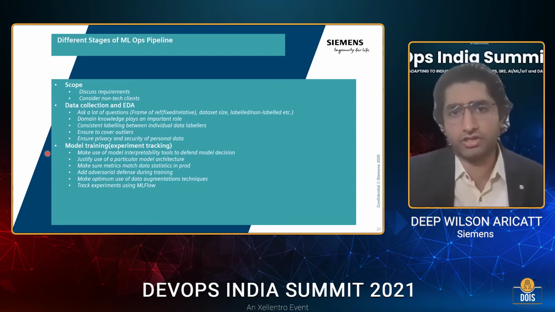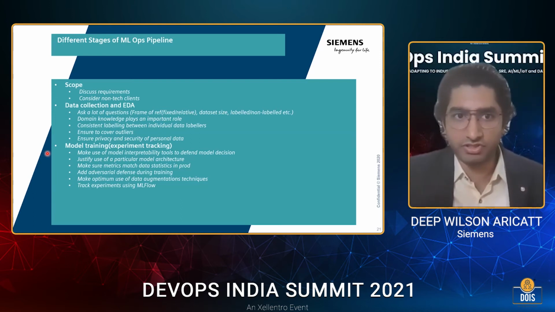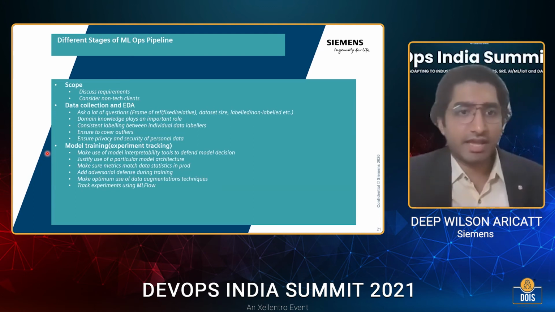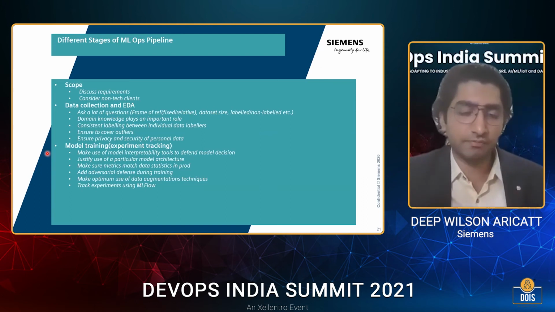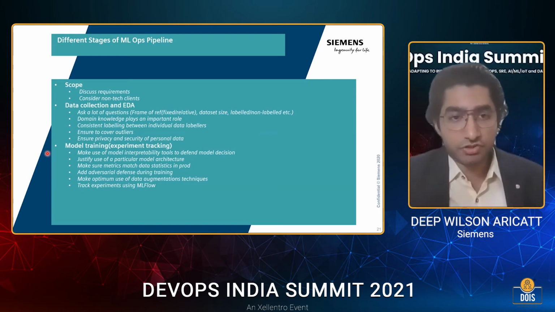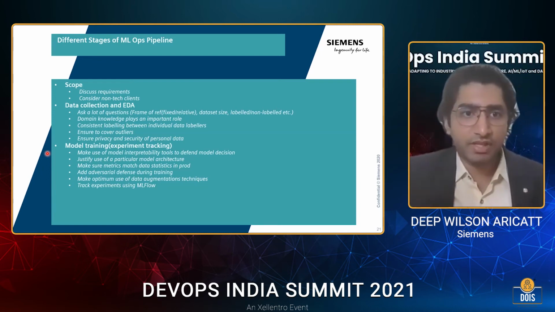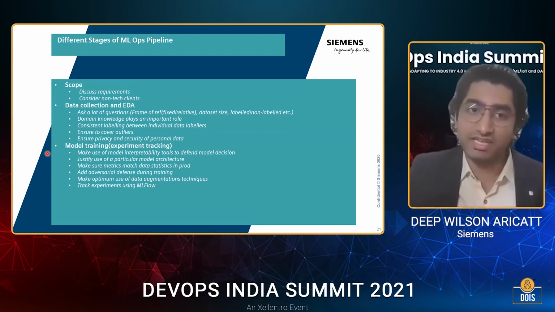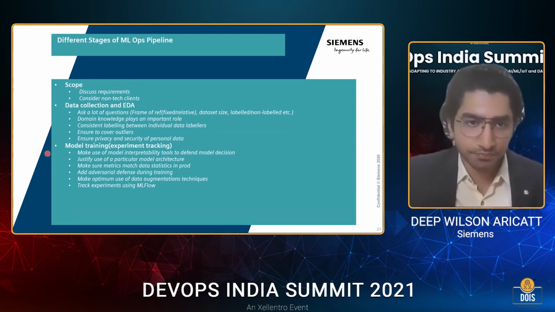Domain knowledge plays an important role here, depending on the background nature of the project that you're going to be working on. And like I said, consistent labeling between individual data labelers is a very important factor that you need to consider. Along with it, we need to ensure that we are covering outliers in our data sets, and also ensure the privacy and security if personal data of the client is involved.